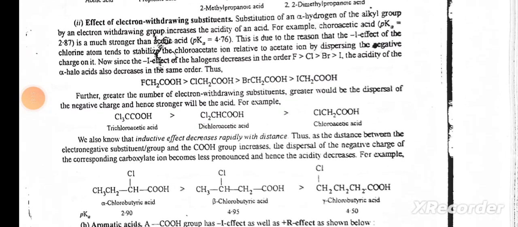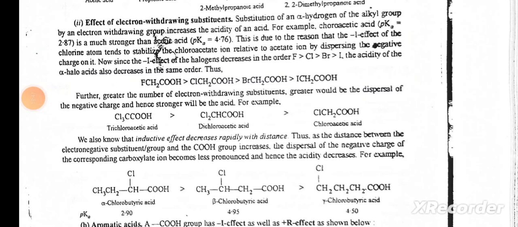Effect of electron withdrawing substituents. Substitution of an alpha hydrogen of the alkyl group by an electron withdrawing group increases the acidity of an acid. For example, chloroacetic acid is much stronger than acetic acid. This is due to the reason that the minus I effect of the chlorine atom tends to stabilize the chloroacetate ion relative to acetate ion by dispersing the negative charge on it.